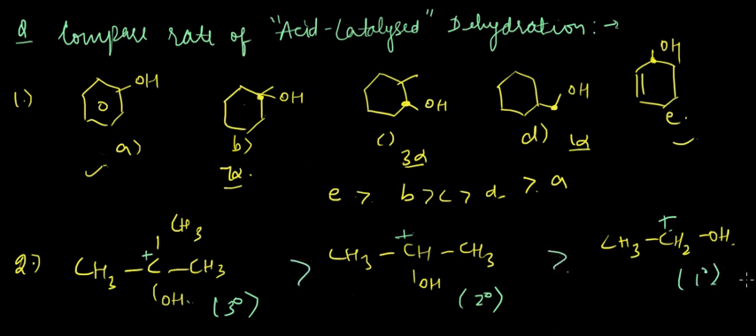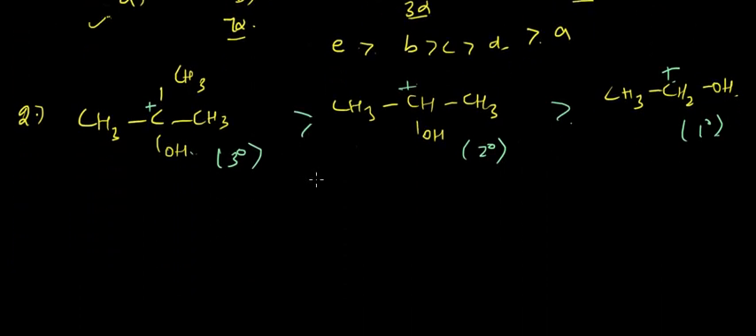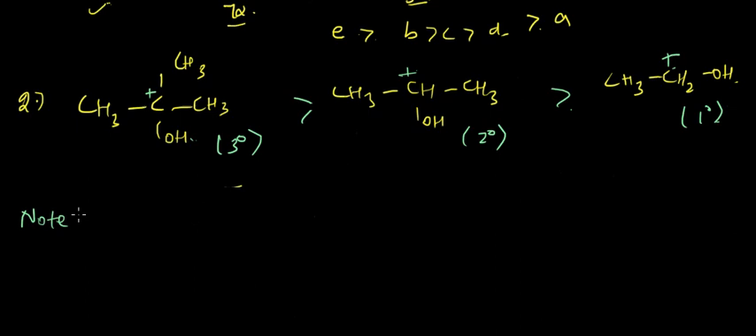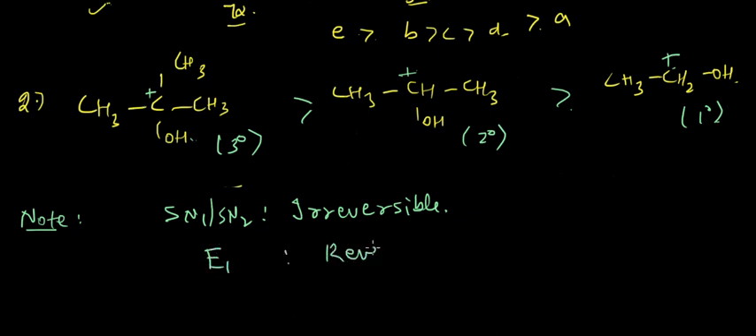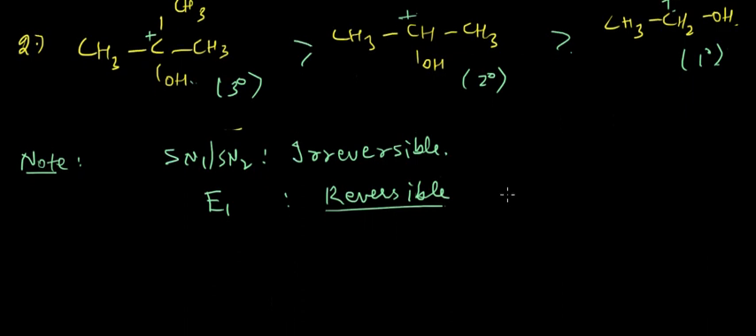Okay, just a note here, that actually what happens in SN1 and SN2, those are irreversible reactions. Okay, but in E1 reaction, that is a reversible reaction. Okay, so if the stability of carbocation is not much, and also the activation energy for RDS is too high, then actually this is a reversible reaction, and in these cases no reaction can also take place.